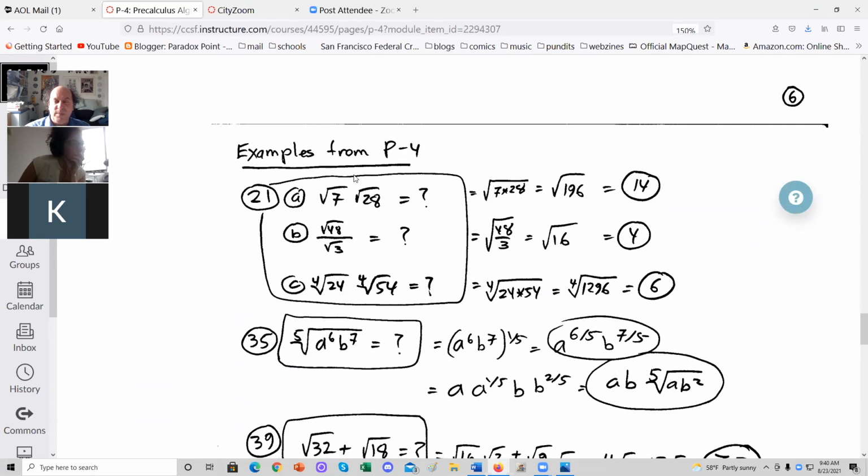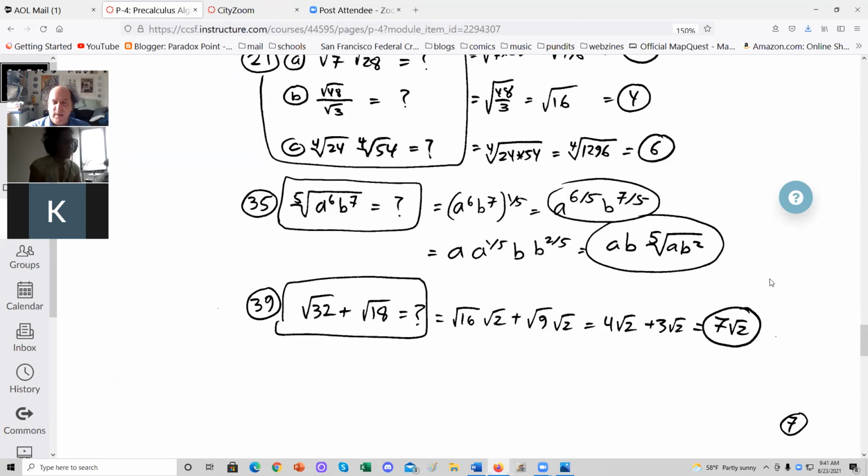So, examples. Root 7 times root 28. Well, that's root of 7 times 28, which is root 196, which your calculator will tell you is 14. Root 48 over root 3, well, that's the root of 48 over 3. That's root 16, which is 4. Fourth root of 24 times fourth root of 54, what's that? Well, we'd multiply inside here. That's fourth root of 24 times 54. That's a fourth root of 1296, which comes out to equal exactly 6.